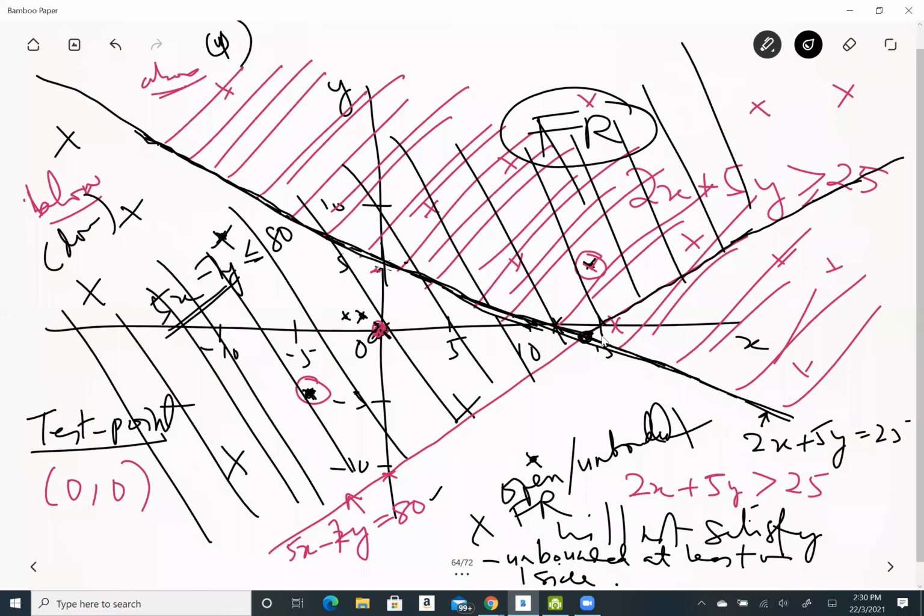Okay, so if you don't have a specific shape, if it is a specific shape, then it can be a triangle, a rectangular shape, or a cylindrical shape. But here, you cannot identify the shape. It's open, all right? So it is unbounded at least on one side. So we call this an unbounded feasible region.